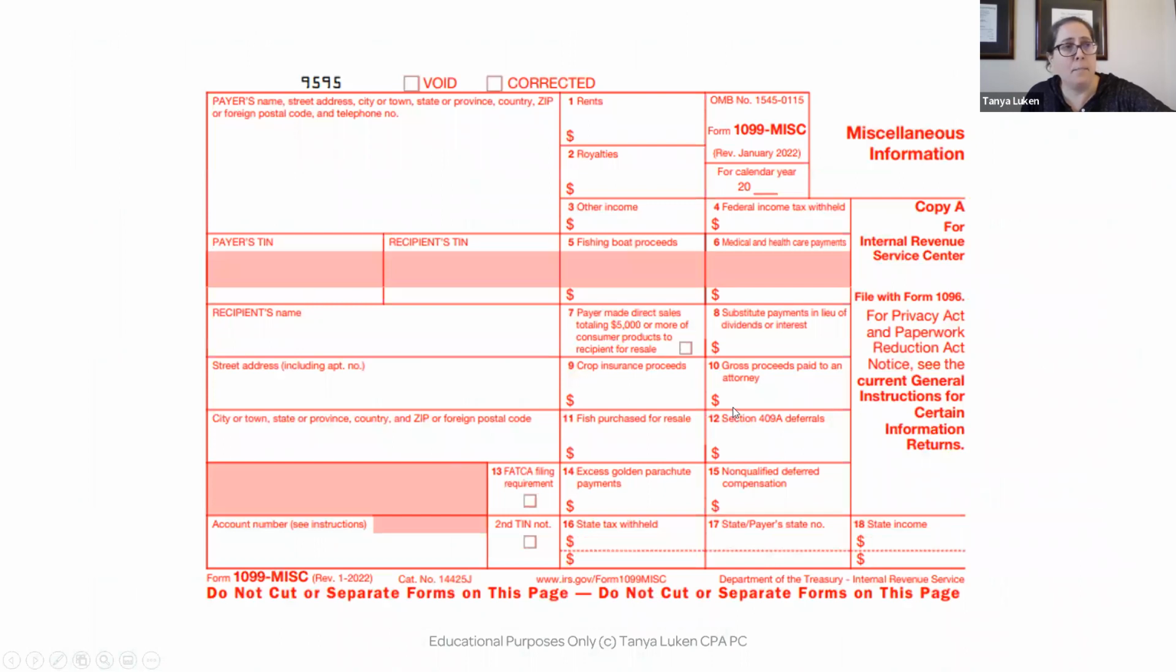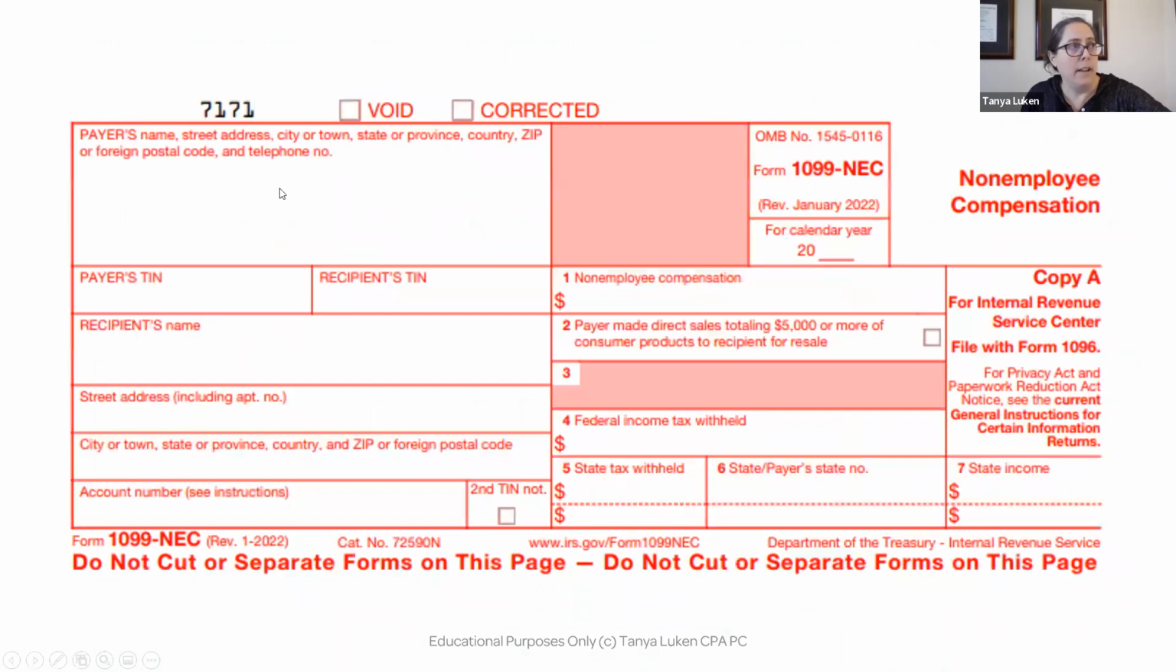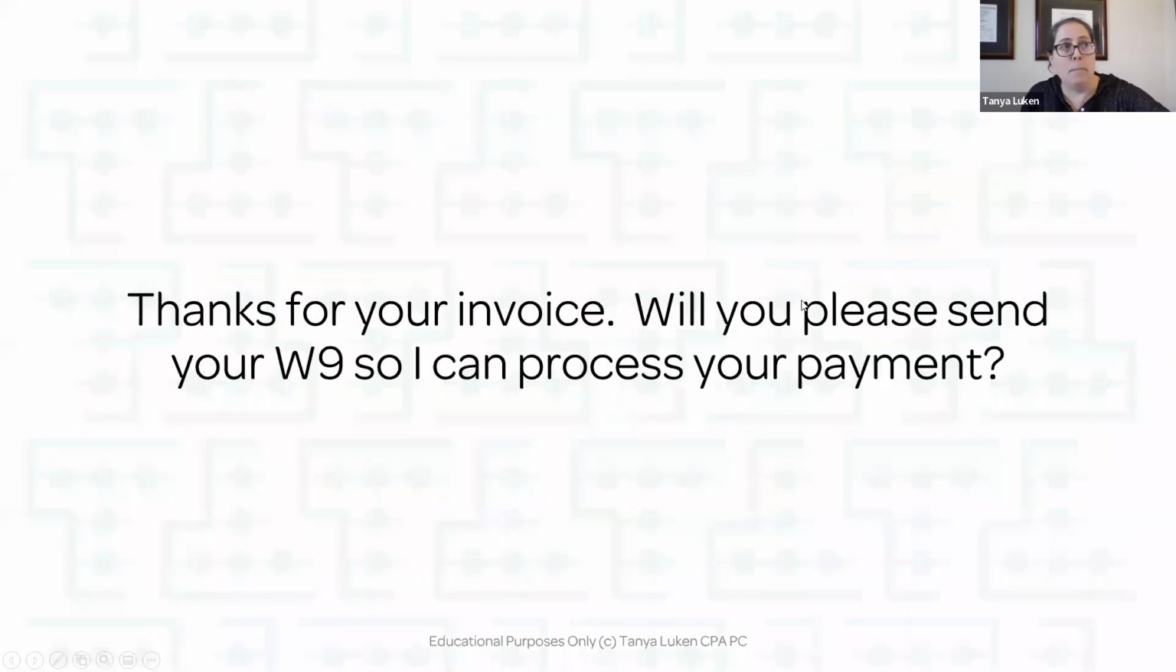This is what the 1099 miscellaneous form looks like. So rents, royalties, your name goes here, your ID number goes here, their ID number goes here, their name and address go here. On the NEC form, it's the same: your information, their information, how much you paid them. All right. And then remember, thanks for your invoice. Will you please send me your W-9 so I can process your payment?